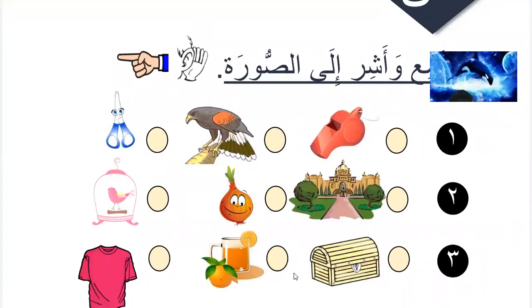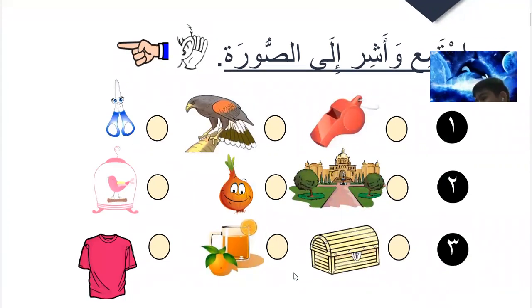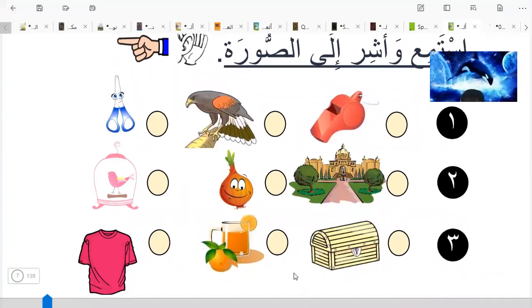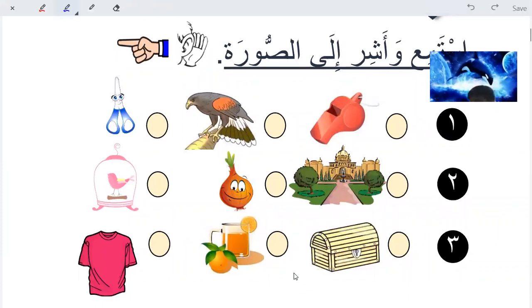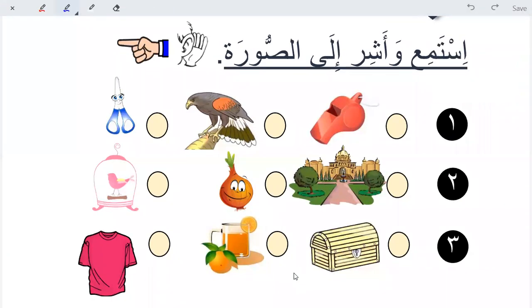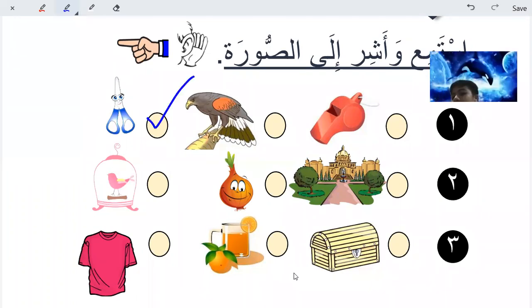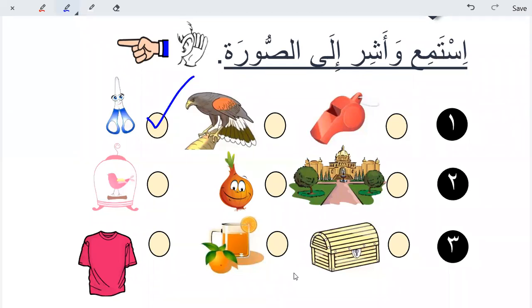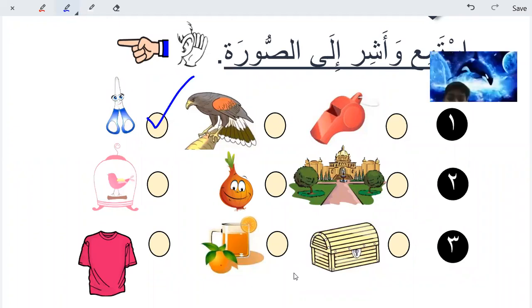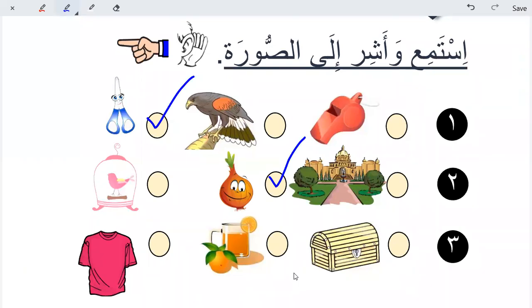Istamia washilil sura. Listen and point to the picture. So, mikas. Probably the scissors. Good. Basal. It's probably onion. Good. It's probably a juice.